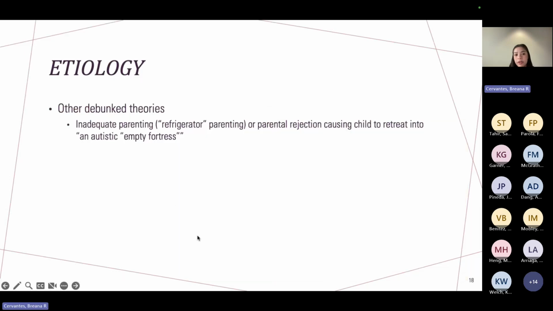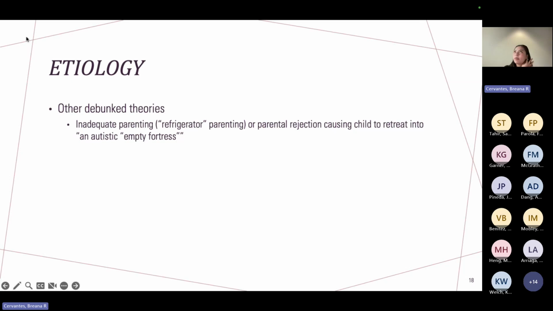So other debunked theories: there used to be this thing called refrigerator parenting, where people were saying that it's really a mother's insensitivity or inadequate parenting that causes children to retreat, and this is literally from your book, retreat into an autistic empty fortress. It's just one other debunked theory.